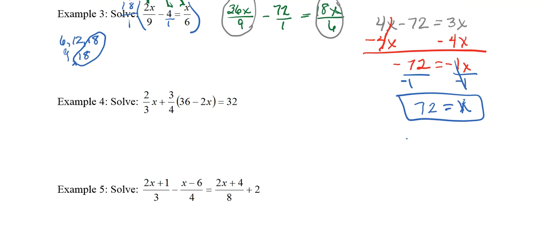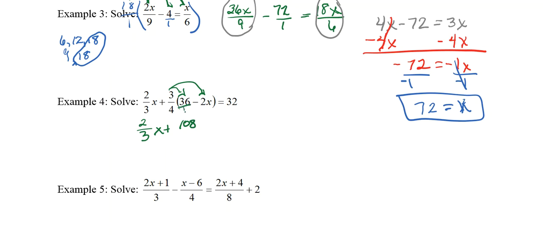Now, example 4 can be done in different ways. I'm going to try and make it the easiest for you. Let's go ahead and do this distributive property first that's already in the problem. 3 times 36 is 108.